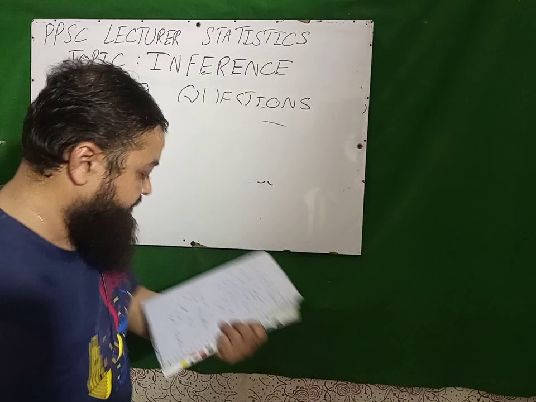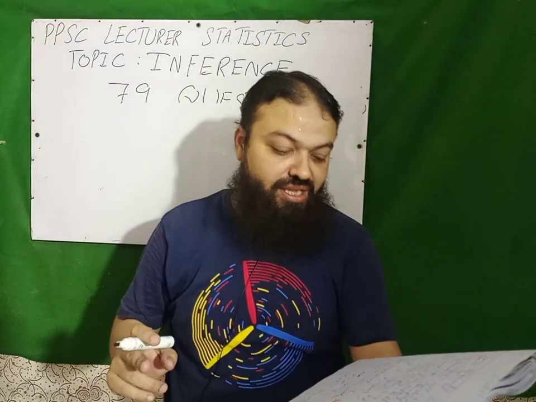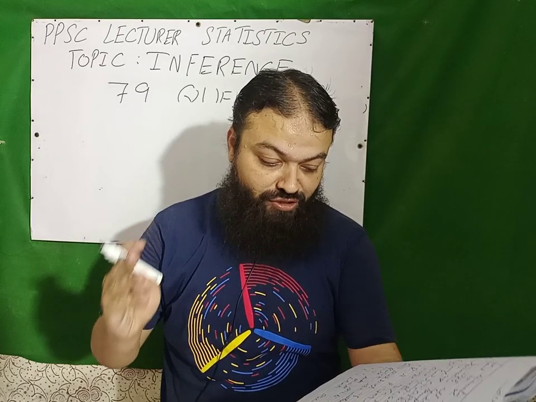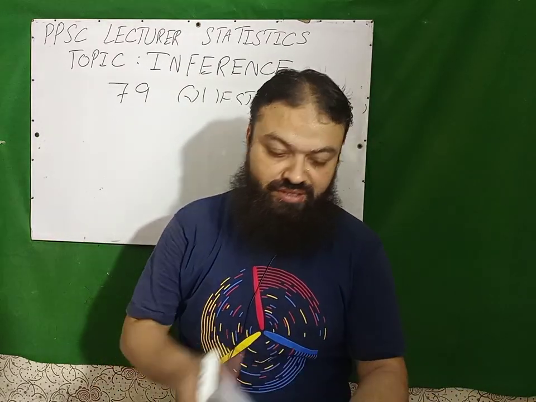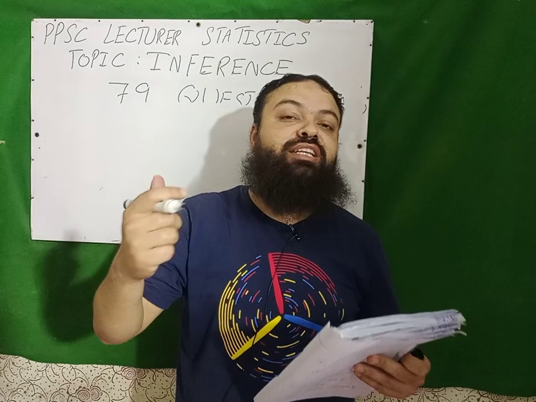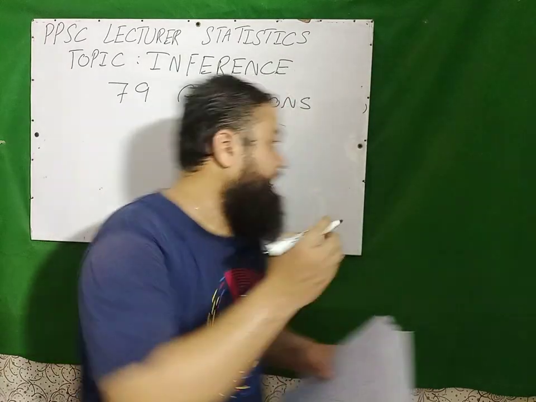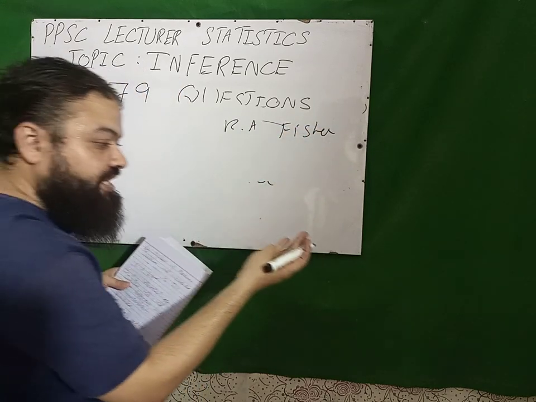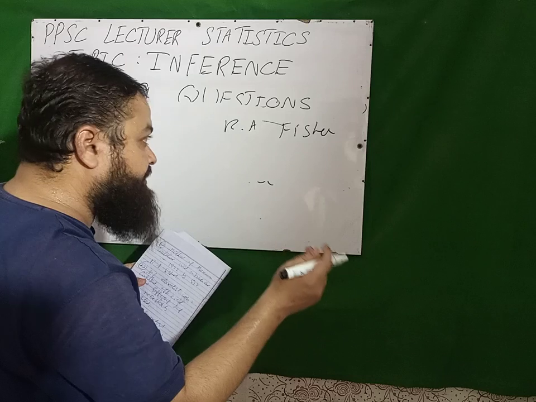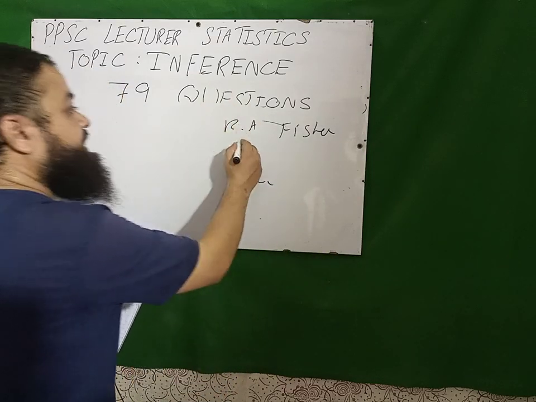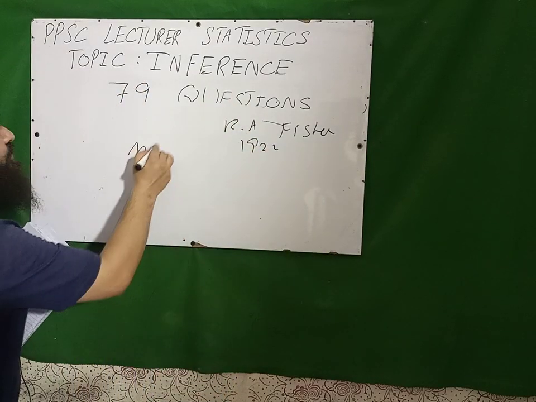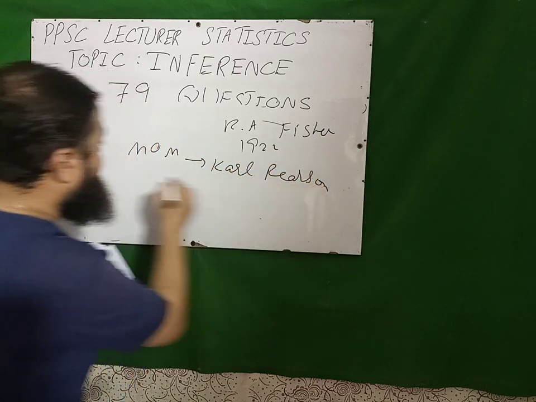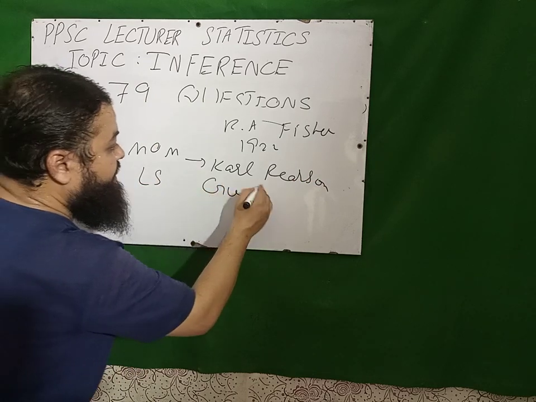Next, the methods of point estimation are: number 1, MLE, number 2, method of moments, number 3, least square method. Next question: the method of maximum likelihood, MLE, was introduced by R.A. Fisher, the same person who introduced consistency, efficiency, sufficiency, in 1922. The method of moments was introduced by Karl Pearson, and the method of least squares was introduced by Gauss and Markov.